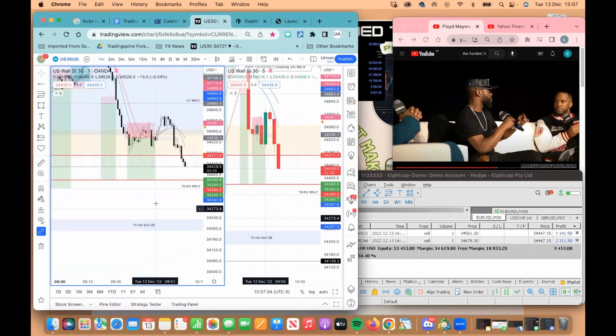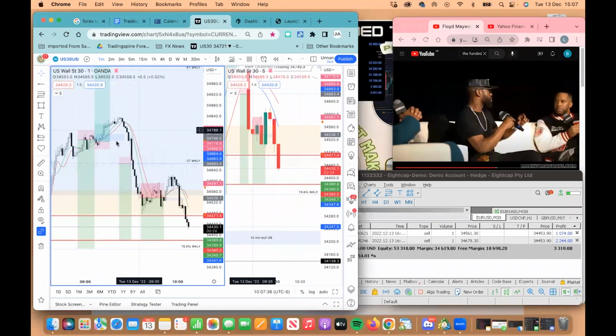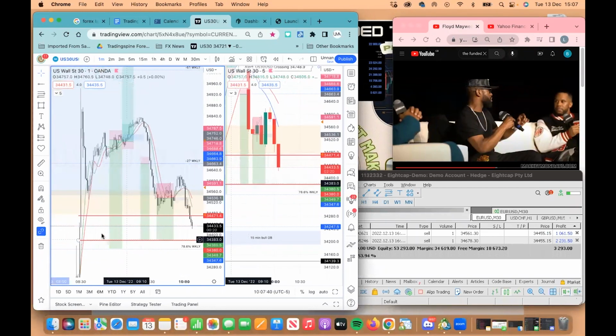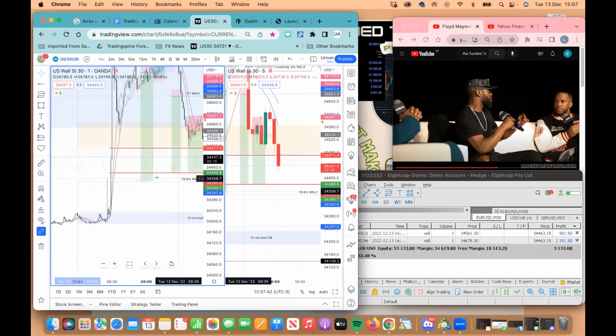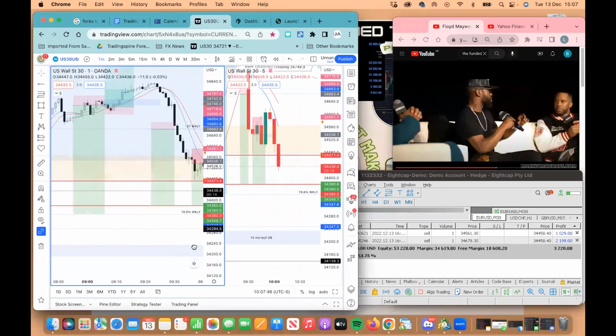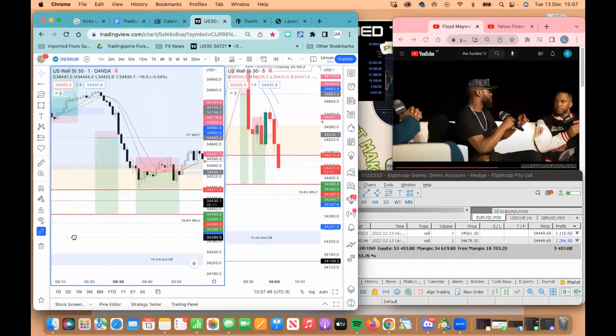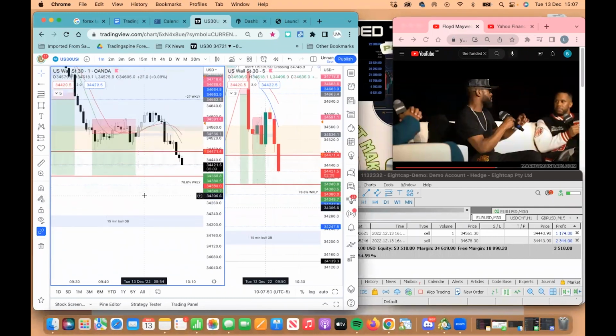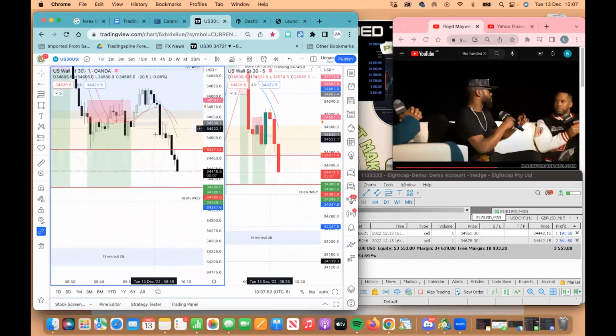I waited for the open for price to show me where it's going to go after the CPI news. I'm on a 1-minute chart here. So that was CPI news. So I waited for the market to open to show me where price was going to go. It needs to pull back to buy higher.